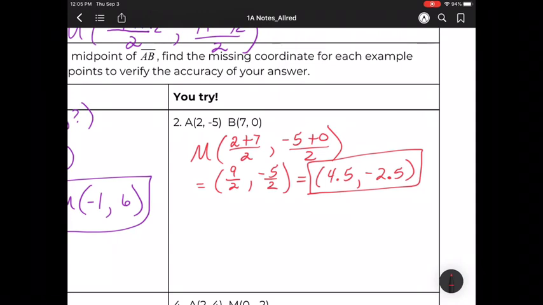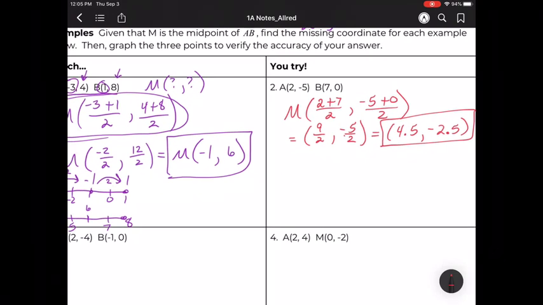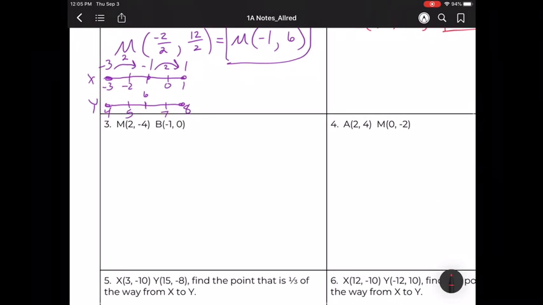Since the x coordinates are 2 and 7, when I add them up and divide by 2, that gives me 9 divided by 2, which is 4.5. And then the y values are -5 and 0, so I'm going to add -5 plus 0, which is -5. -5 divided by 2 is -2.5. And so there's your midpoint written with decimal values. So let's move on down and try number 3.